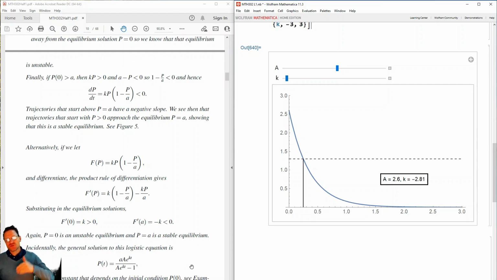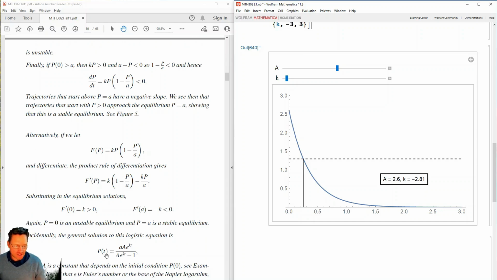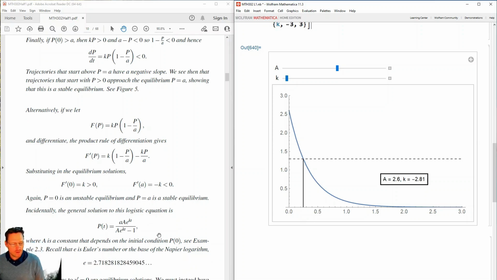Okay, now if we were to solve that differential equation, we would get the general solution, P of t is equal to lowercase a times some constant A of integration times e to the kt, all over A e to the kt minus 1. Now that constant A of integration, the uppercase A there, depends on the initial condition, and you can find that if you know the initial condition to get a particular curve that models that population as time goes on.